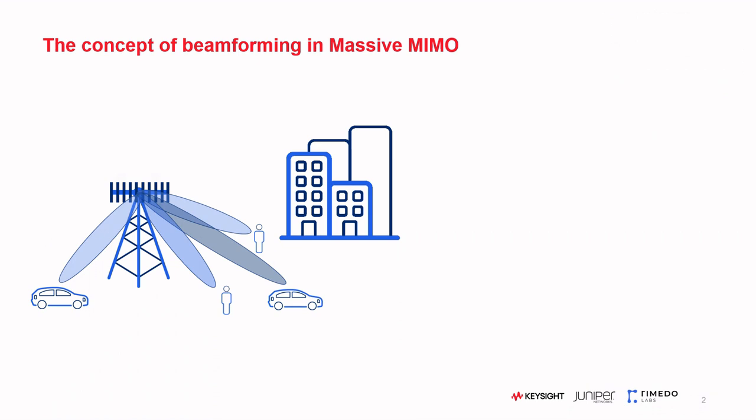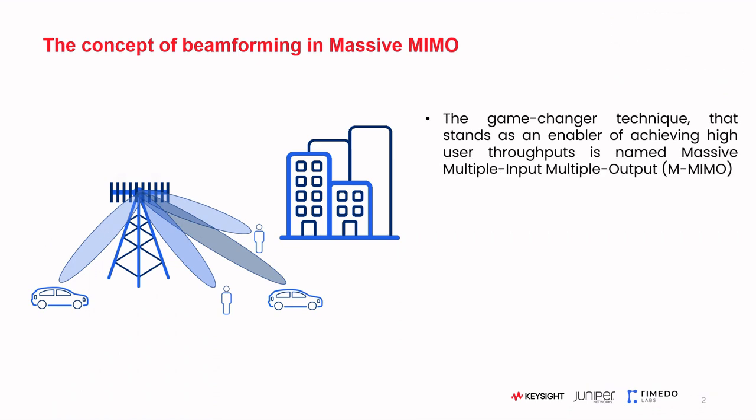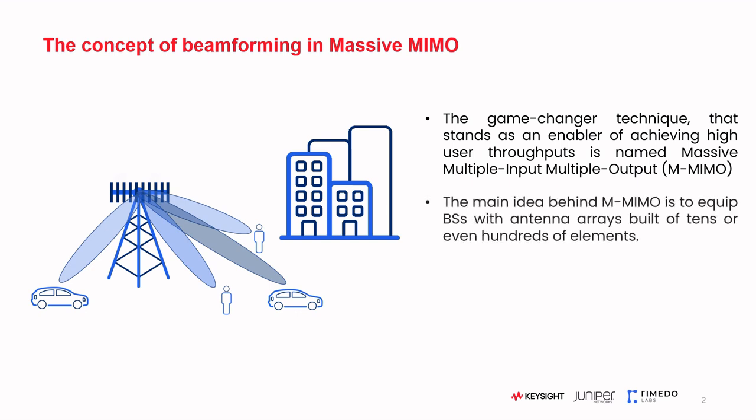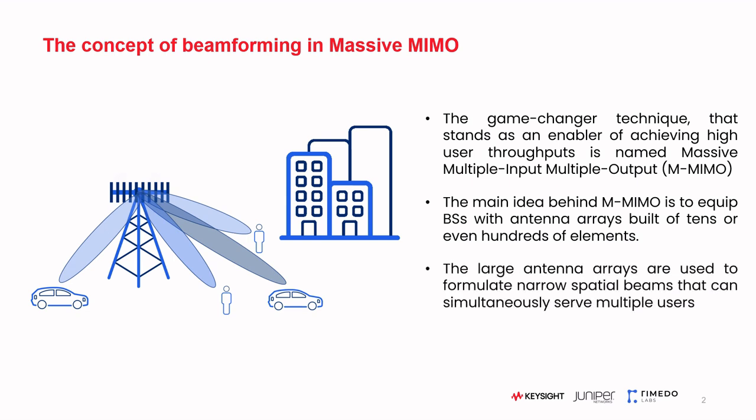The concept of beamforming in Massive MIMO is a game-changer technique that stands as an enabler of achieving high user throughput. The main idea is to equip base stations with antenna arrays built of tens or even hundreds of elements. Large antenna arrays are used to formulate narrow spatial beams that can simultaneously serve multiple users.